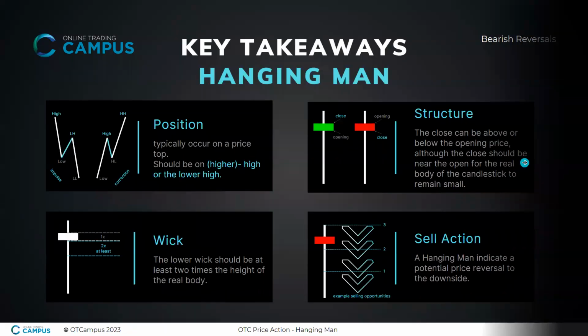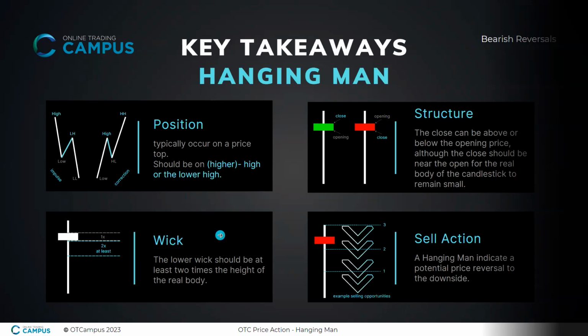Let's go to the key takeaways for the hanging man. The position, guys, it is a bearish reversal, means it typically occurs on the price top, should be on the higher high or the lower high. Look, in a downtrend, we need this in the high or lower high area to short this hanging man, and in an uptrend we need this in the higher high area or in the high area to short this one.